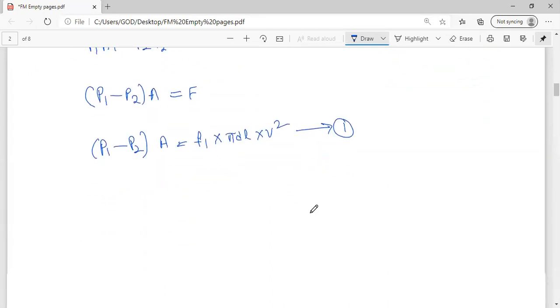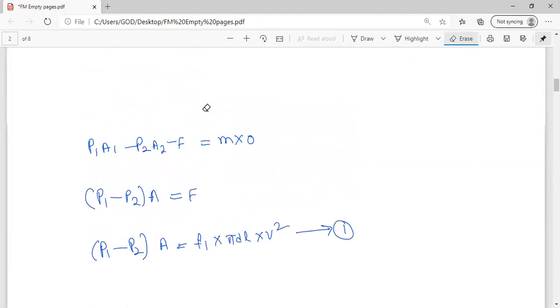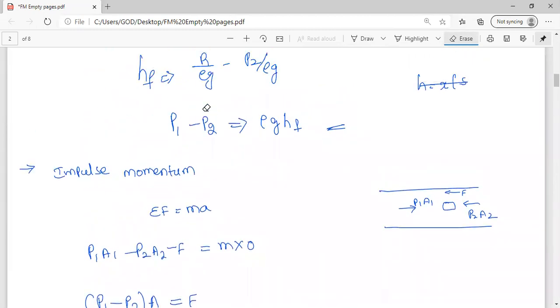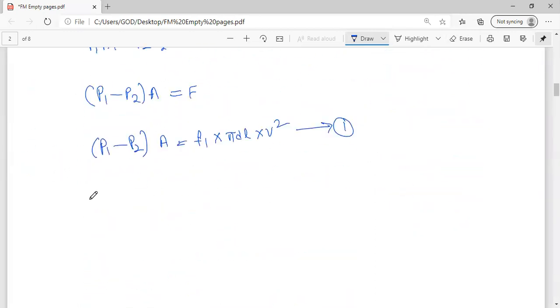Now I know HF is equal to, rather than that, what I'll do, I'll go up and show that particular old equation what we got, that is P1 minus P2 into area. Let's consider this also as the second equation, that's the first equation and second equation. So if you extend this equation, P1 minus P2 into area is equals to pi by 4 into d square, which comes out to be frictional force F1 into pi dl into V square.